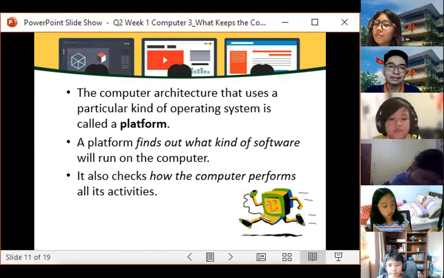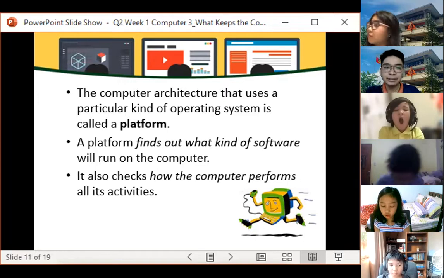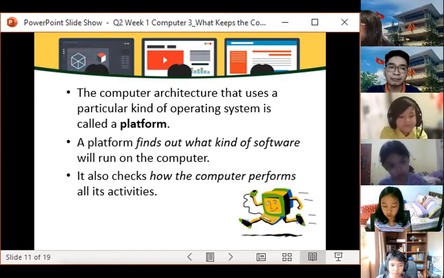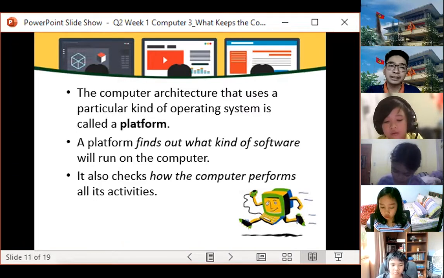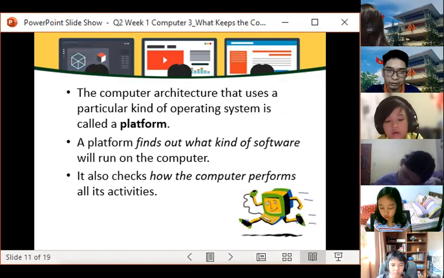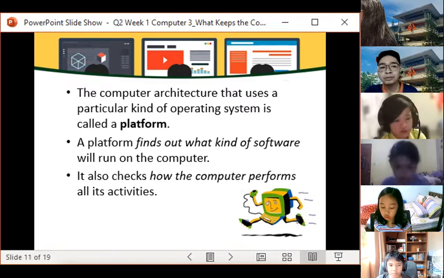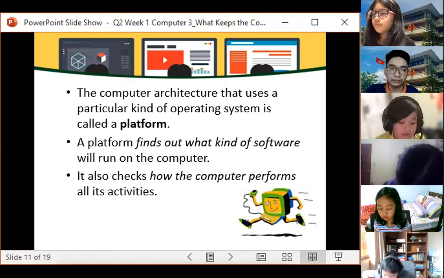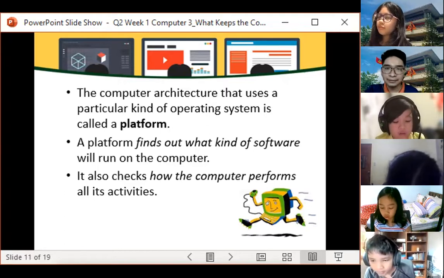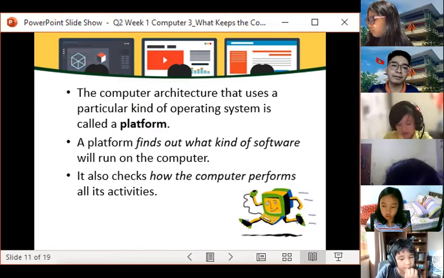Okay? Aside from that, the computer structure that uses a particular kind of operating system is called a platform. Okay? A platform finds out what kind of software will run on the computer. Okay? Ito, dagdag to na security ng computer. Ito, tinatawag natin ang platform. Okay? Dito nagtatrabaho si operating system. It also checks how the computer performs all its activities. So, napaka-importante ng role ni platform, kasi siya yung katulong ni operating system sa pag-secure ng safety ng computer.